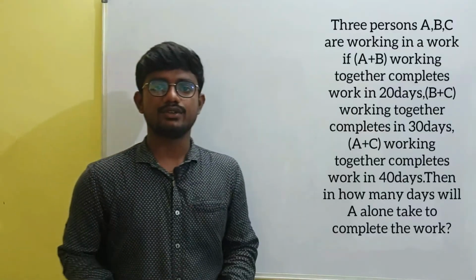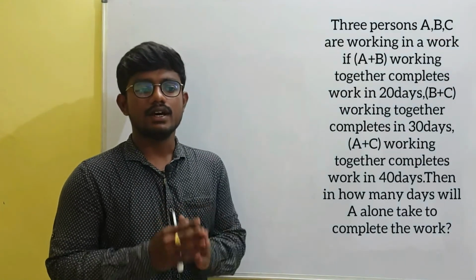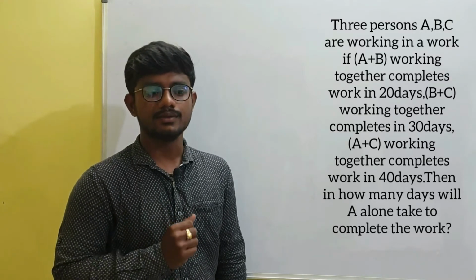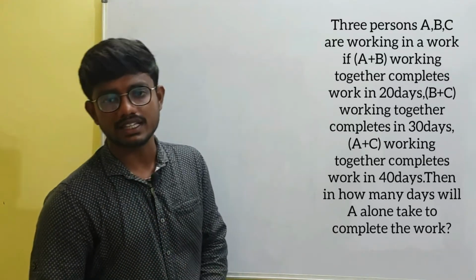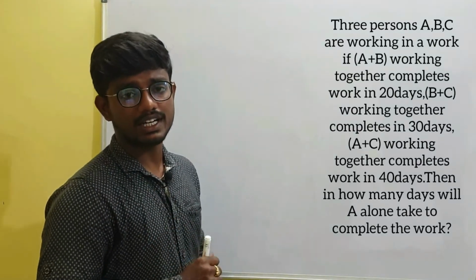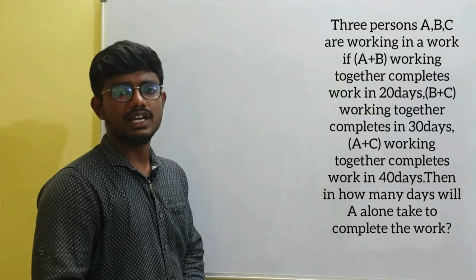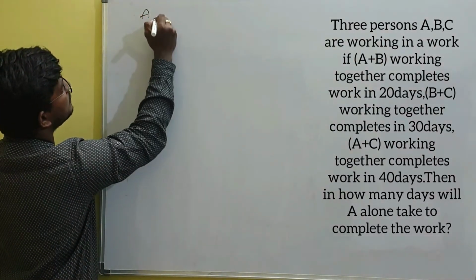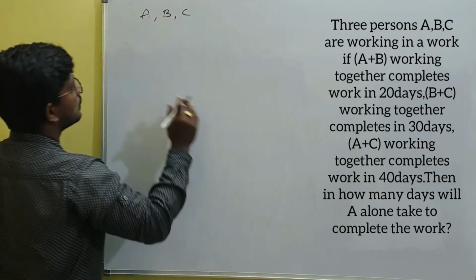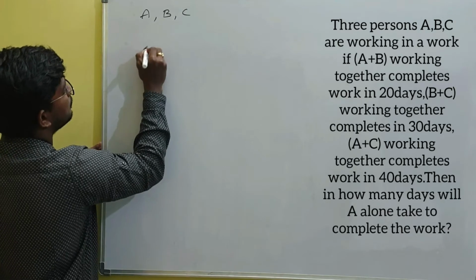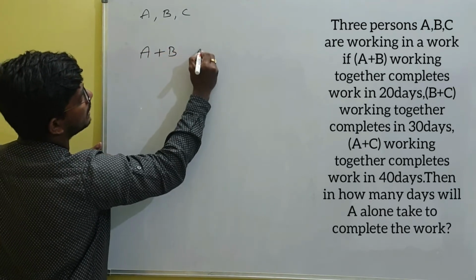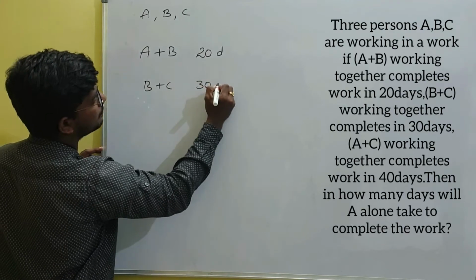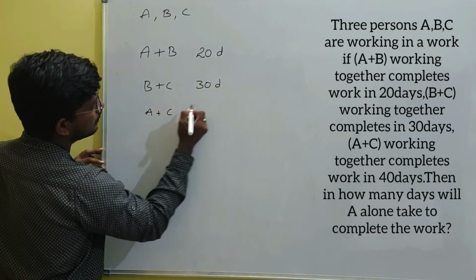Okay, let us look into the third example. Three persons A, B, C are working on a work. If A plus B working together can complete the work in 20 days, and B plus C working together can complete the work in 30 days, and A plus C working together complete it in 40 days, then in how many days will A alone take to complete the work? Here the given question is, there are 3 persons A, B, C. A plus B can complete the work in 20 days, and B plus C in 30 days, and A plus C in 40 days.